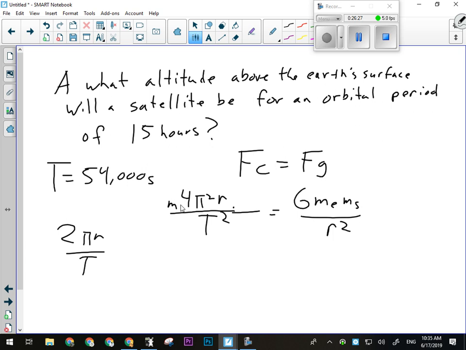And that's what the question wants me to find. So I'm going to bring t squared over to this side. So it's gone. The mass of the satellite, which I wasn't given, cancels. So I'm going to get rid of it. I'm going to bring the 4 pi squared over here by dividing it. Now it's gone. And now I'm going to multiply both sides by r squared. So what's r times r squared? R cubed.